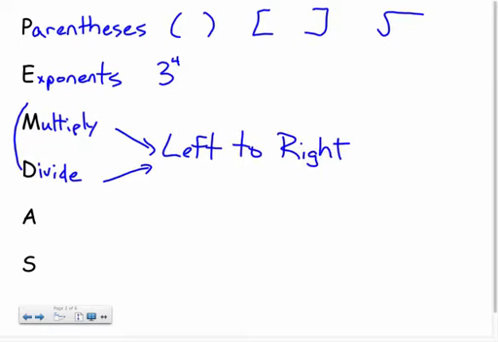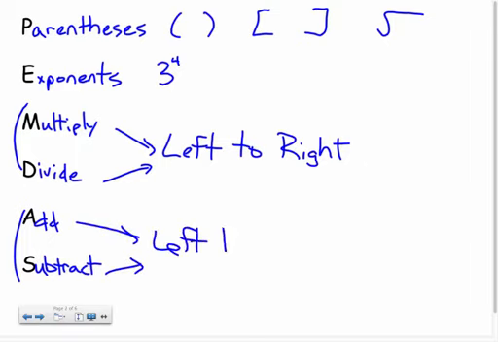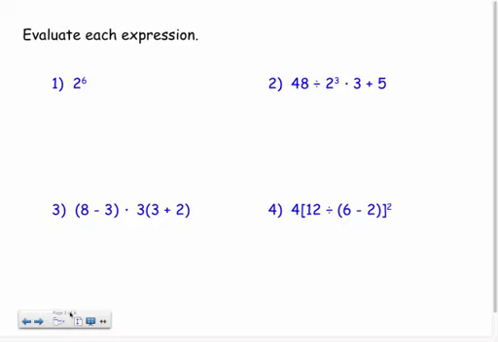And lastly, we do the same thing. We put adding and subtracting together. Oh, I should probably write those first when I throw those arrows in, huh? So add and subtract, same thing, from left to right. Okay, so PEMDAS: parentheses, exponents, multiply and divide left to right, add and subtract left to right. Go through that order every single time you evaluate something or simplify something.